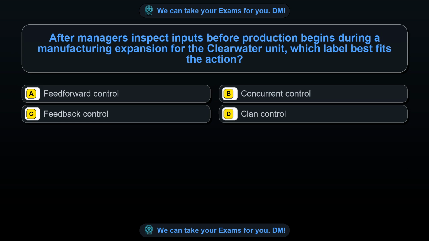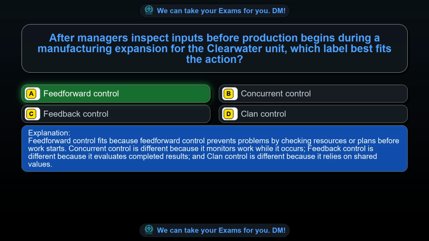Question 61. After managers inspect inputs before production begins during a manufacturing expansion for the Clearwater unit, which label best fits the action? Option A, feed-forward control. Option B, concurrent control. Option C, feedback control. Option D, clan control. The correct answer is Option A, feed-forward control.